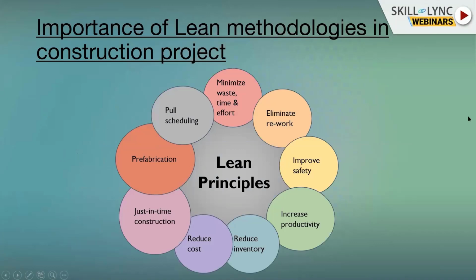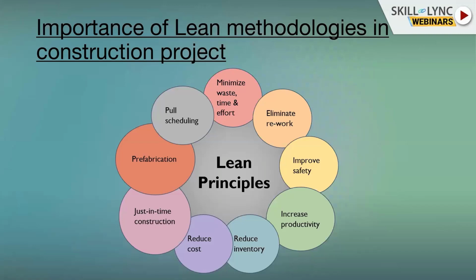Moving forward, this figure shows nine different lean principles which can be implemented in construction projects. Starting from the first, that is, minimize the waste, time and effort. In order to minimize the waste, time and effort, Lean encourages implementing advanced technologies at project sites. For example, using automated welding machines in critical places provides better quality, reduces reworks, and also reduces the effort needed by reducing the manpower, skilled workers, etc.